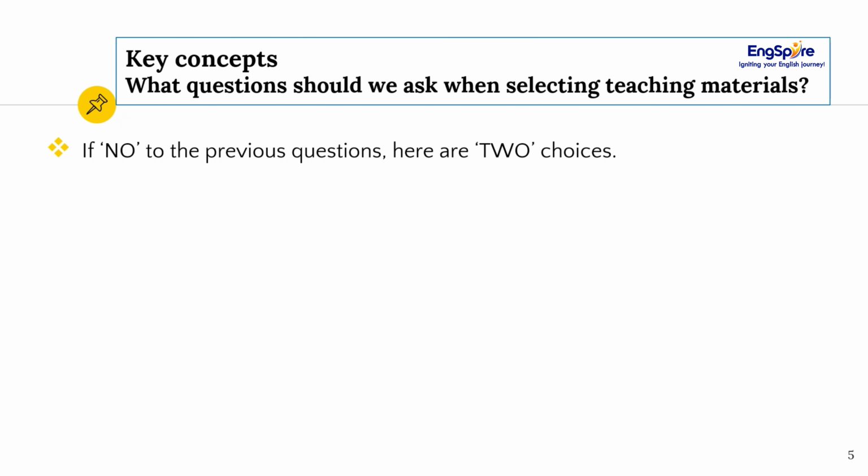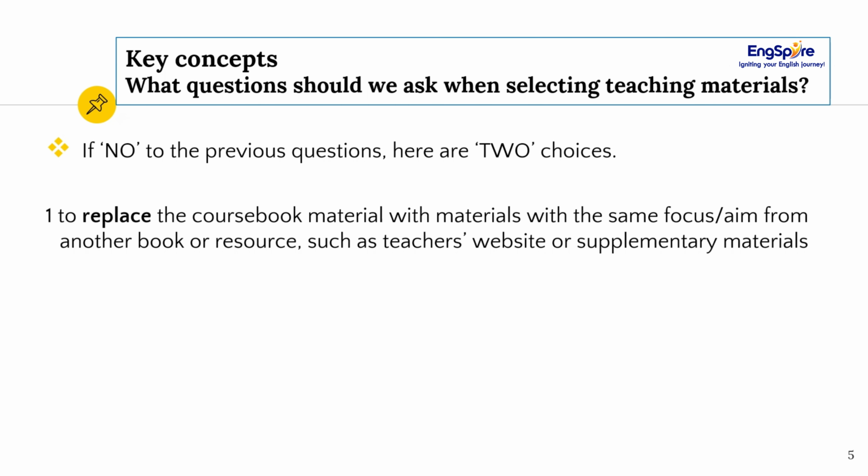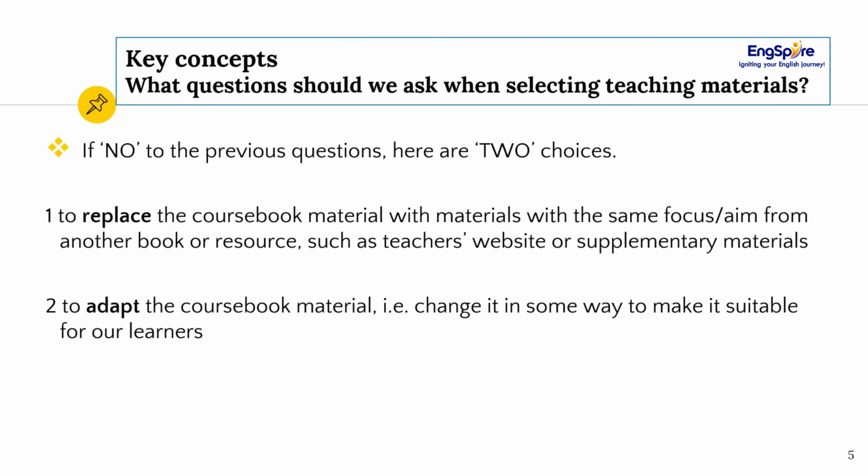So, if the answer to any of these questions is no, we have two main options. We can either replace the coursebook material with something that serves the same purpose, a text or activity from another book, a teacher website, or other supplementary resources. Or we can adapt the coursebook material itself, changing it in some way to make it more suitable for our learners.